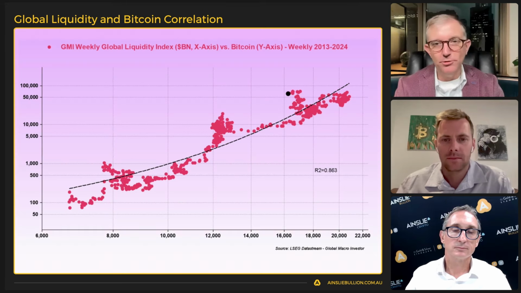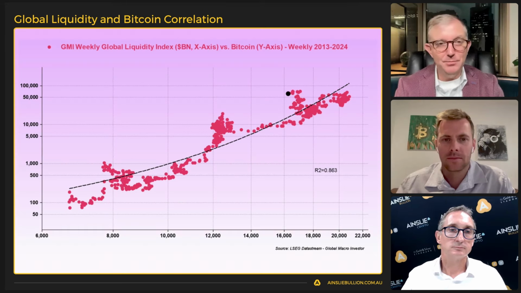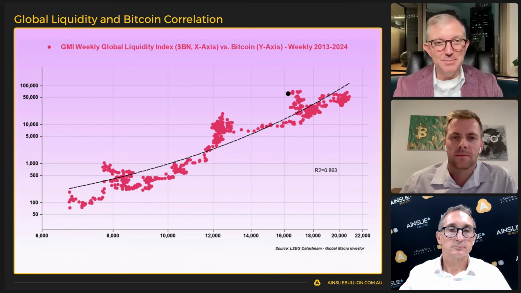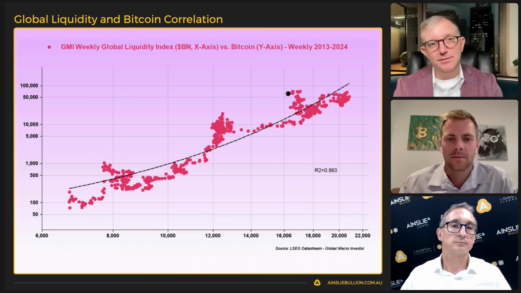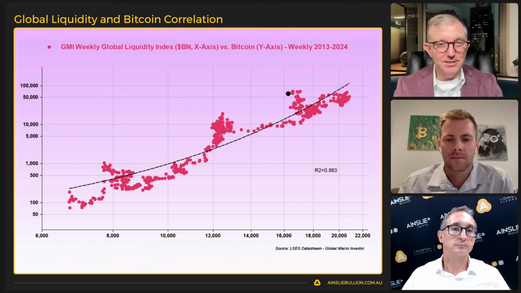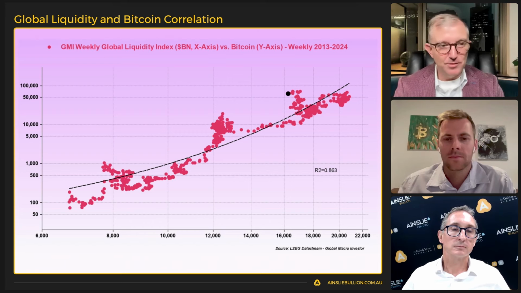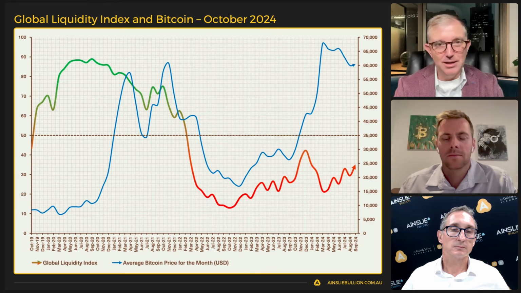We know the most correlated asset is Bitcoin to global liquidity. It's still new. We accept that. We're only talking about a relatively short period of time compared to something like gold that's been around for 5,000 years that has maintained that same level. So we've got a nice mix there. But let's dig into some of the specifics this month, because, as I said, it's been an absolutely interesting and bumper month for all of these assets.